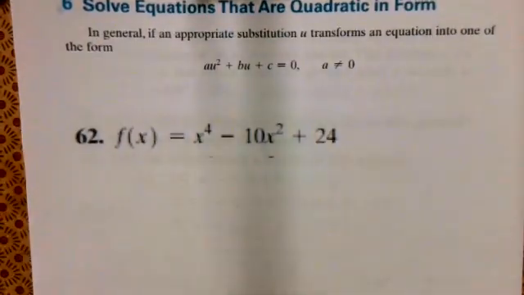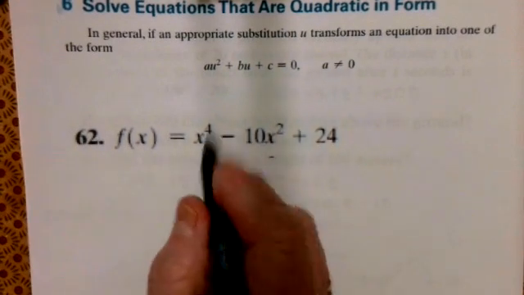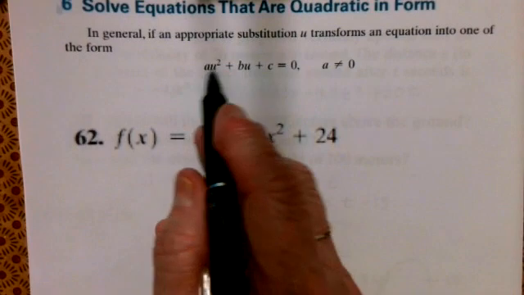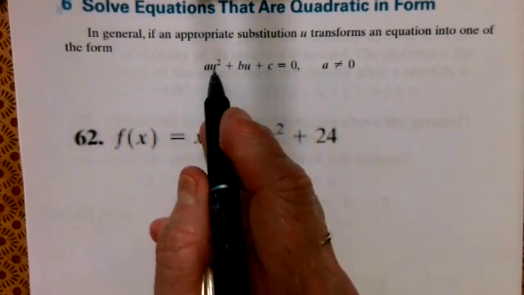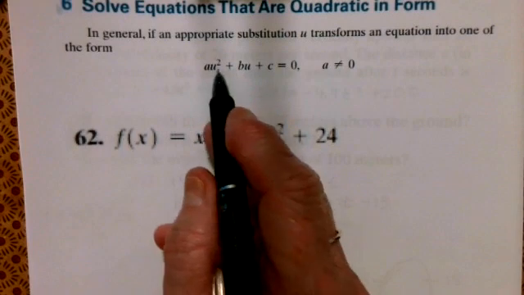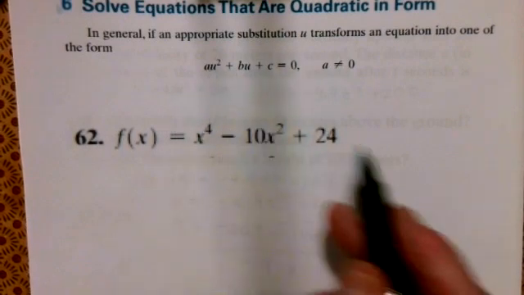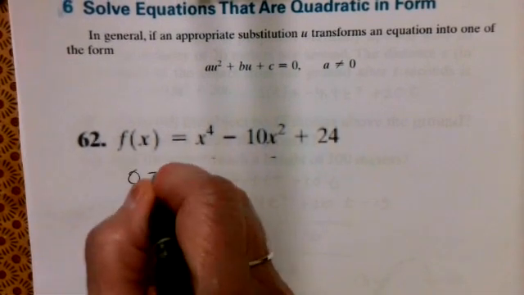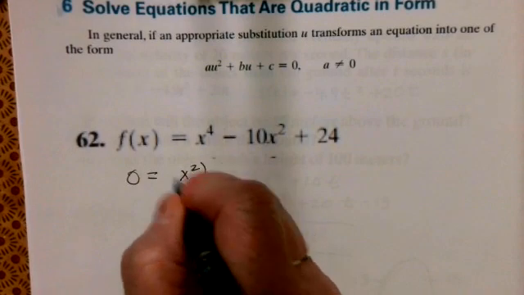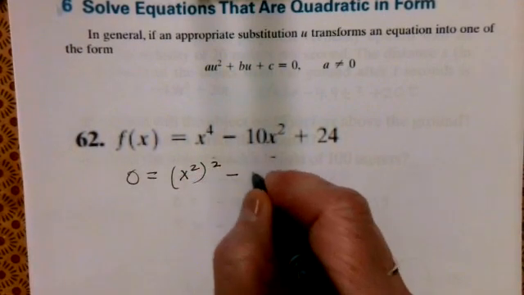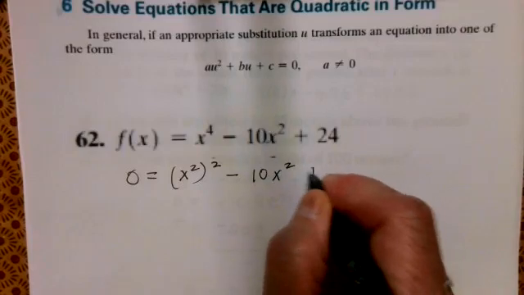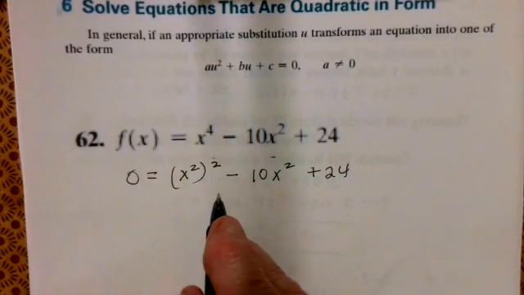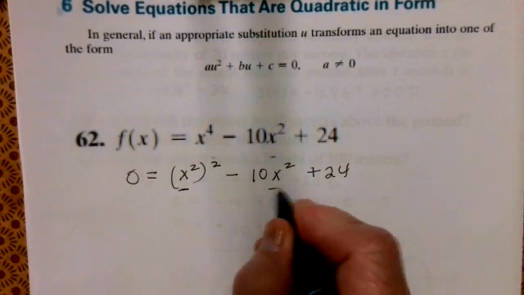Okay, a problem may not be a quadratic, but it may be what we call quadratic in form. If you've got something that's in the form of a quadratic, u may not be x, it may be something else. Like in this case, because it's a fourth degree, I'm going to go ahead and set it equal to 0. X to the fourth is x squared squared, and then you've got minus 10 times x squared plus 24. So it's in the form of a quadratic, but instead of x, you've got x squared.